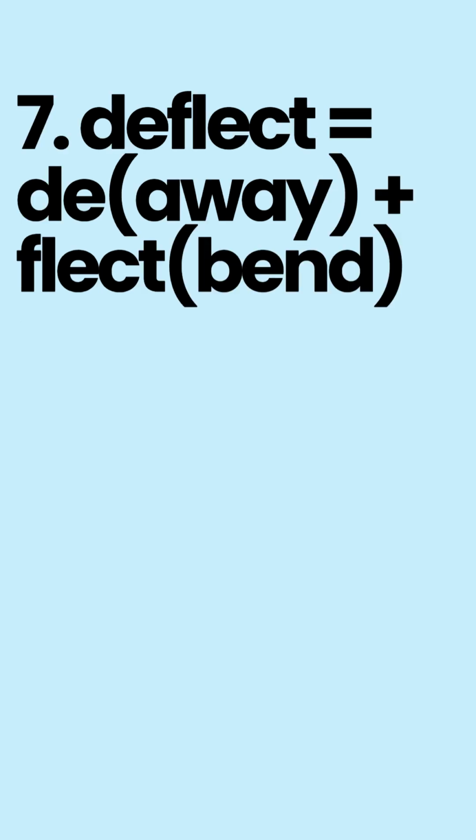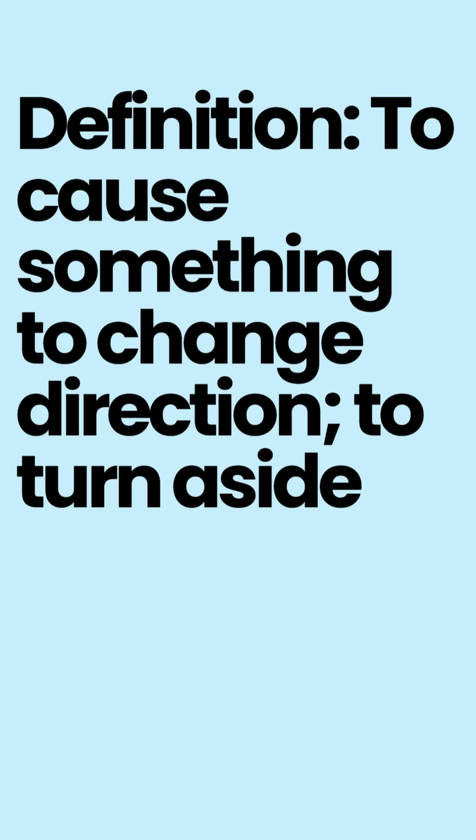7. Deflect. De, way. Flect, bend. Definition: to cause something to change direction, to turn aside. Example sentences. The shield deflected the arrow. She deflected the question. The goalie deflected the ball. Deflect the blame if you must. He deflected criticism with humor.